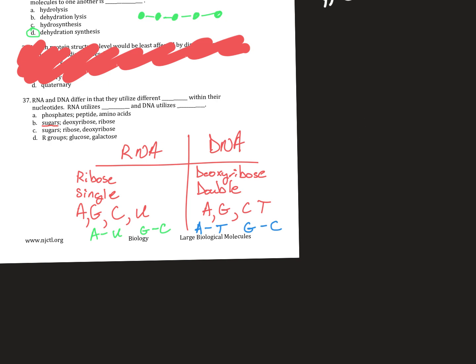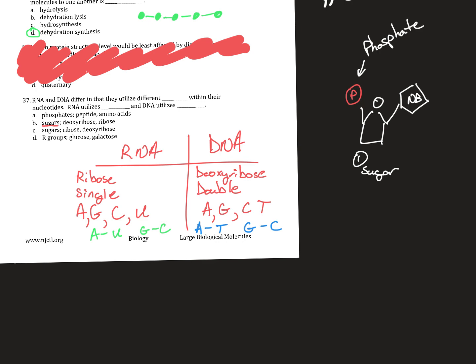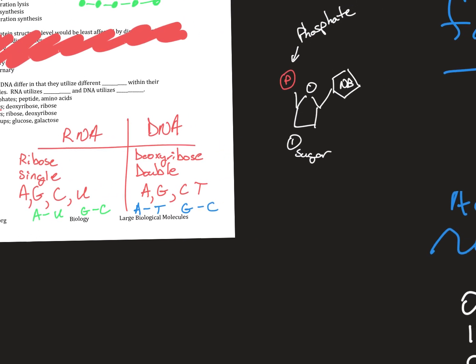I drew it on the board 3 times, 10 times. I kept saying 1 is the sugar. The next thing that sticks out is the phosphate group. I said I'm going to draw it as a circle with a P in it. And off of this carbon over here is going to be a nitrogenous base. It's either 1 ring or 2 rings. So you have a sugar, a phosphate, and a nitrogenous base, NB.